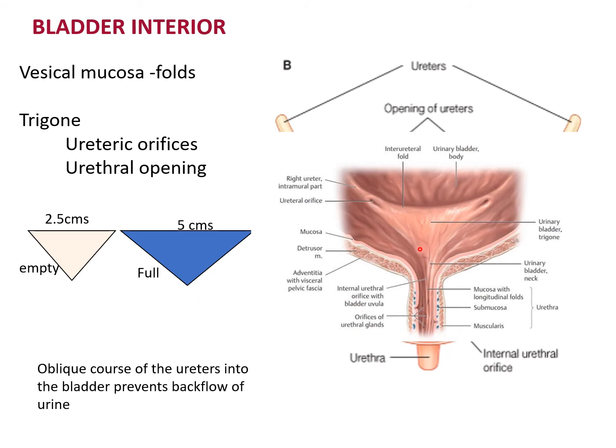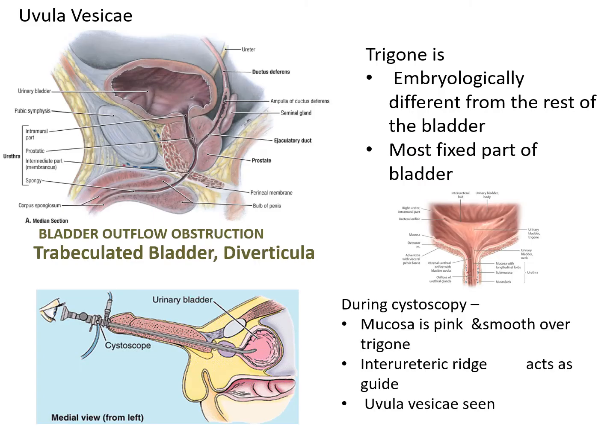Another structure which is seen in middle-aged men, just behind the urethral opening, is the Uvula Vesicae. Now, what is Uvula Vesicae? Below the urinary bladder in males is the prostate. The median lobe of the prostate, which tends to start enlarging with age, tends to protrude into the interior of the urinary bladder and raises a projection which is known as the Uvula Vesicae.